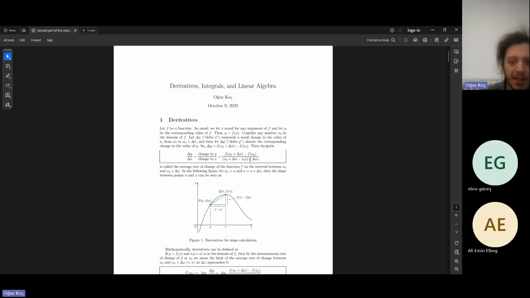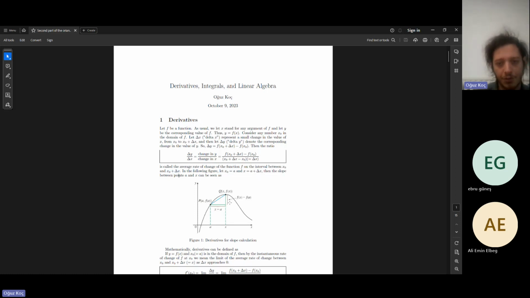and then we consider the ratio between the change in y and the change in x, which gives us, in geometry, the slope, or the change when we change the x values and y values. It is also called the average rate of change of function f on the interval between x0 and x0 plus delta x. As said before, you can think of it as x1.